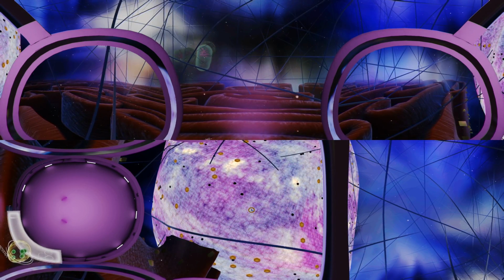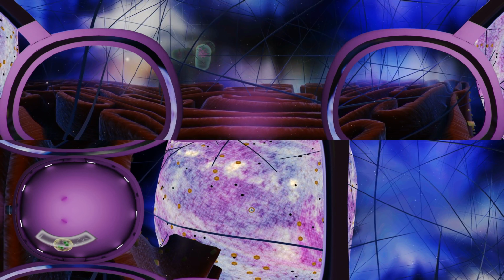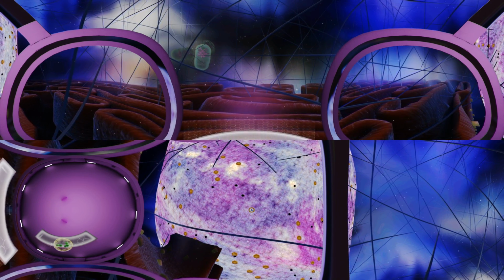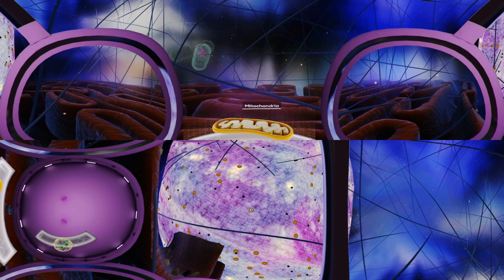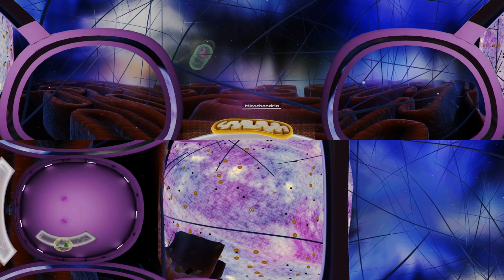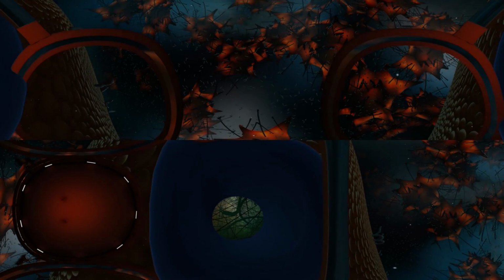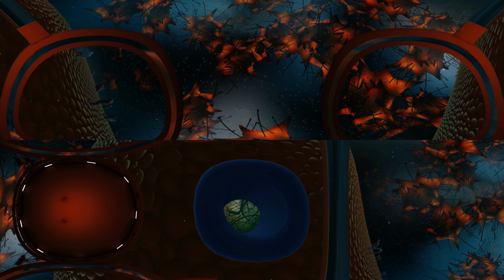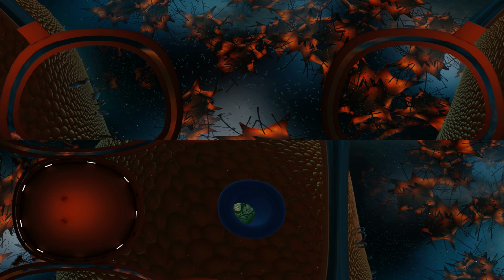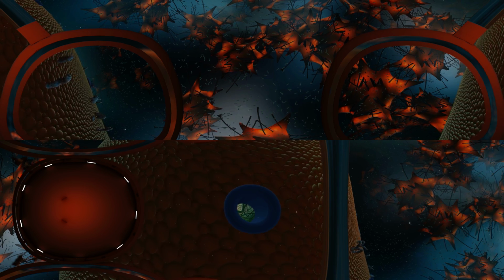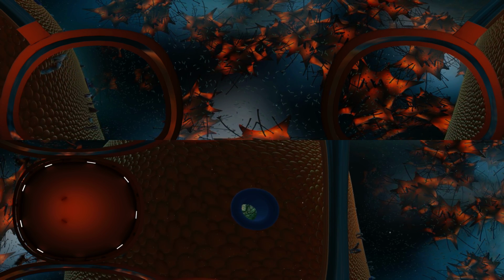In the distance, you can see a mitochondria. Mitochondria are free-floating organelles, typically referred to as the powerhouse of the cell. What is that? There's an incoming virus attack headed for the cell.